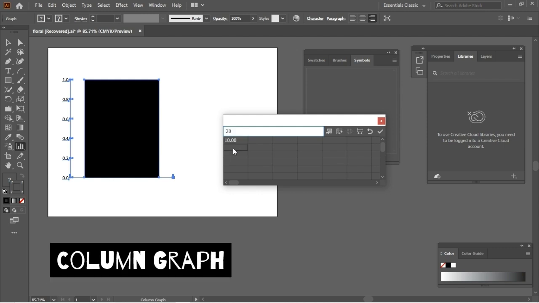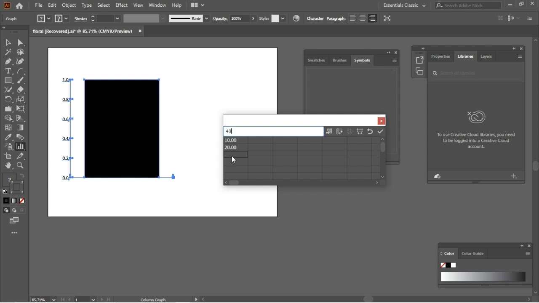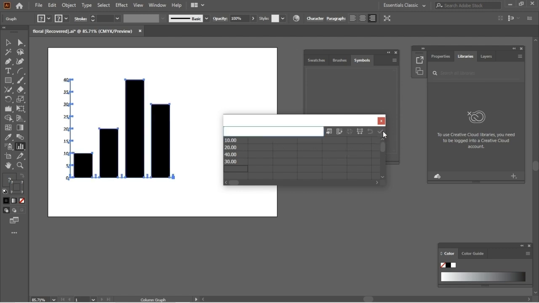The column graph is your typical lineup of columns which corresponds to values indicated by the y-axis. I am going to enter the values here in this graph data sheet. There is a tick mark icon on the top right hand corner which needs to be clicked to create the graph.